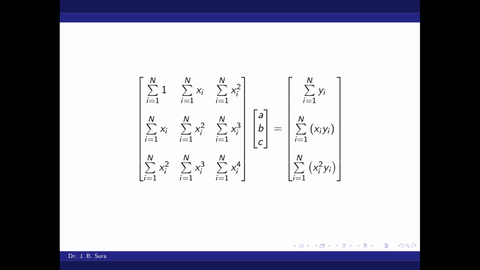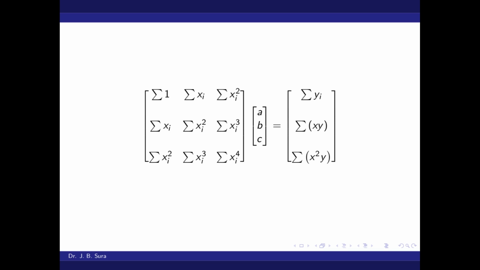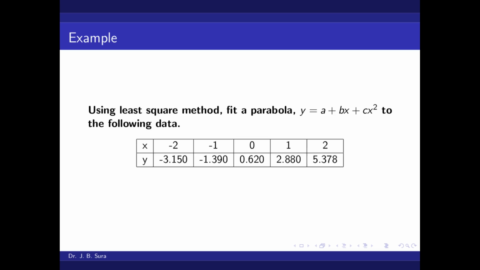Now let's learn this through one small example. Before that, on the screen you have the removal of i is equal to 1 to n, which is obvious and also accepted if things become cumbersome. So let's learn through it. Example: using the least square method, fit a parabola y is equal to a plus bx plus cx square to the following data: x is minus 2, minus 1, 0, 1, 2, y is minus 3.15, minus 1.39, 0.62, 2.88 and 5.378.